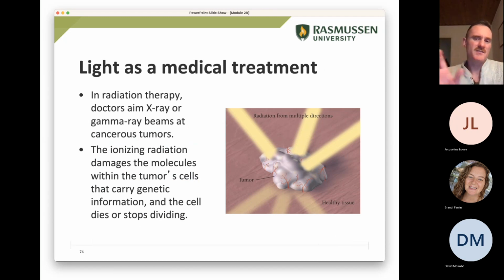Just an aside for you guys too: light is important to medical professionals because it's used as treatment. We use X-rays and gamma ray beams to kill cancerous tumors, and we use ionizing radiation to create errors in cancer's DNA so that they can't continue to grow, right? So light is actually used therapeutically in medicine.